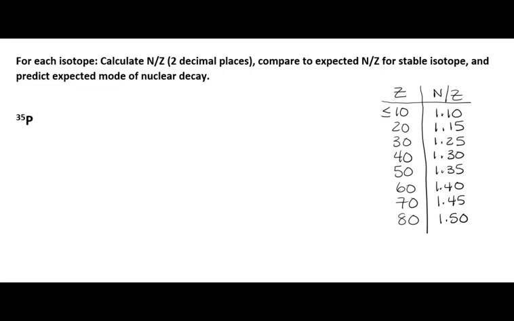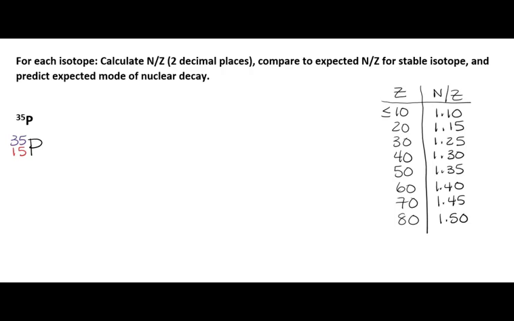All right, so to solve the first problem, for phosphorus-35, I'm going to start by writing the full AZX notation. So we have phosphorus, the mass is 35. We look up phosphorus on the periodic table, and we see that phosphorus has atomic number 15.